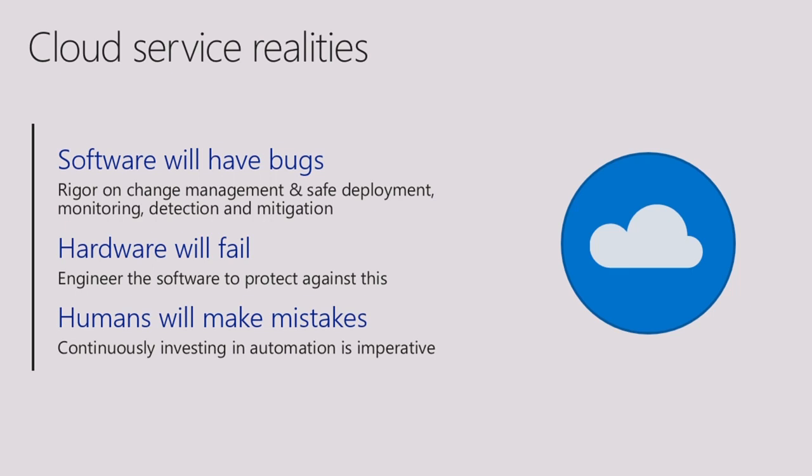One of them is software will have bugs. Of course, we try to mitigate this by making sure that we have a rigorous change management and safe deployment practice. We roll out any change in a staged fashion in what we call rings of deployment, which I'm going to talk to you about a little bit later. Secondly, hardware will fail. We have tons of hardware that's powering our Azure services sitting all across the world.